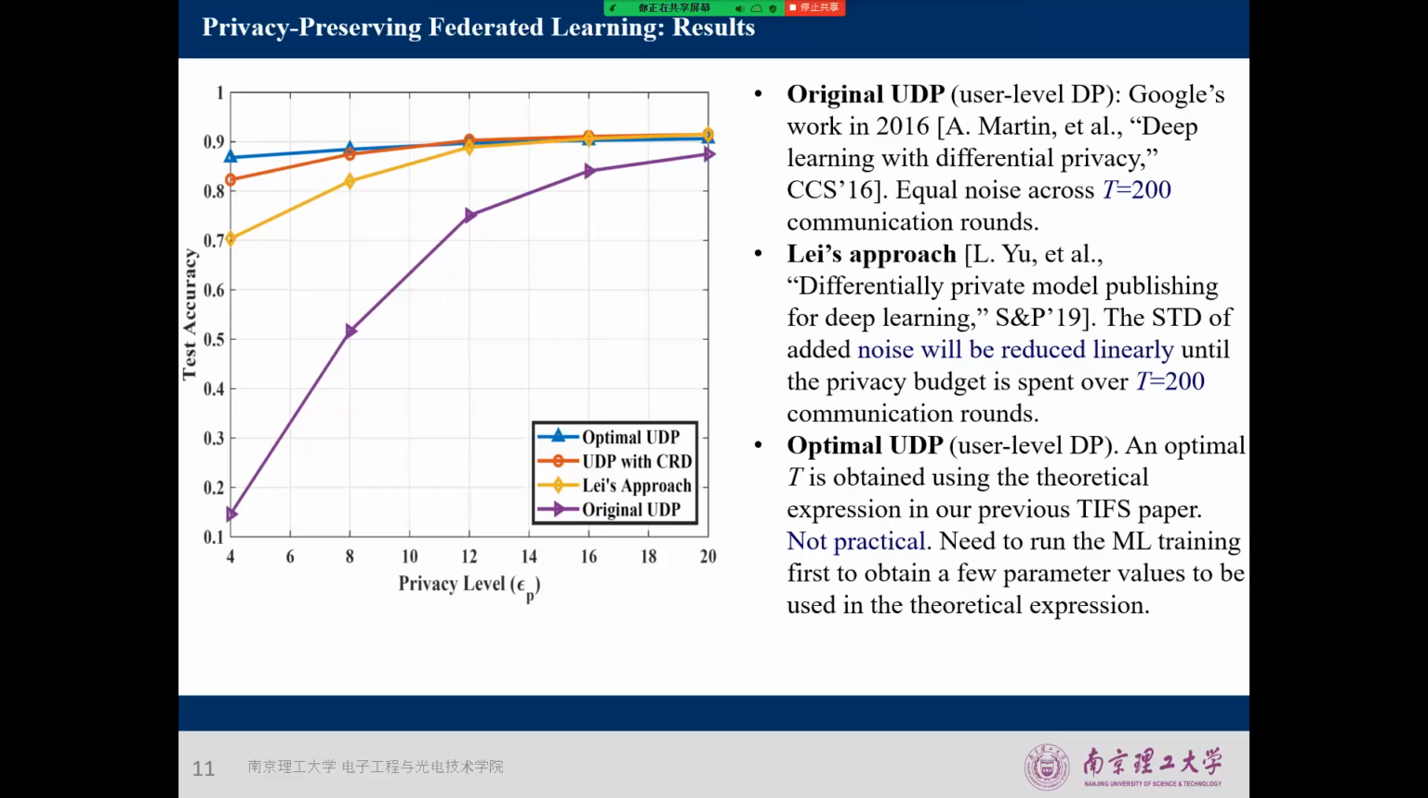We show some comparison results for this algorithm. There are some benchmarks. The first one is the original UDP, the purple line, which used Google's paper from 2016. The latest approach in the SP also decreases the noise powers, but linearly. The optimal objective is from our TIFS paper, where we have to obtain some parameter values before the whole experiment. We can see that the proposed UDP with CRD, the orange one, can achieve almost the same performance as the optimal one. So this is our second work.